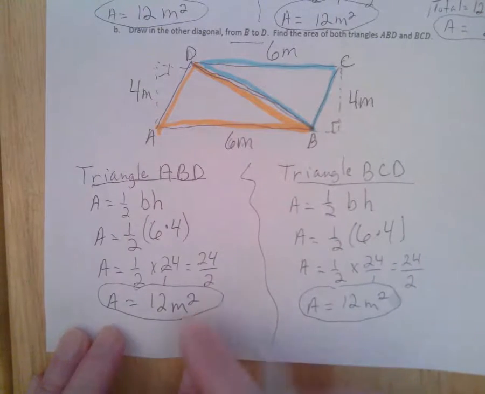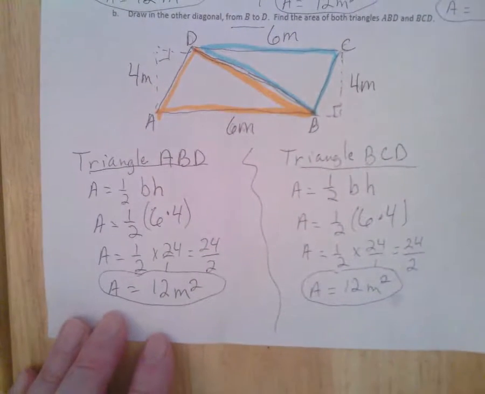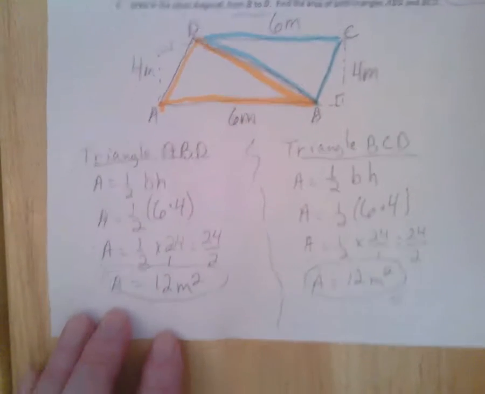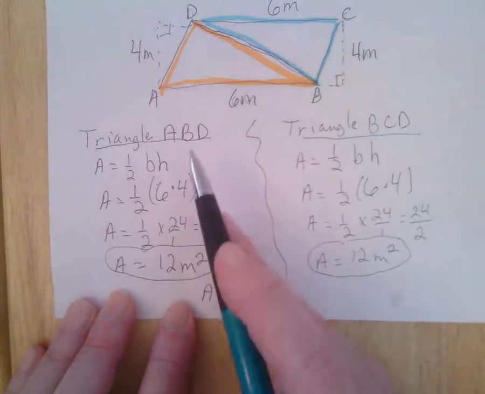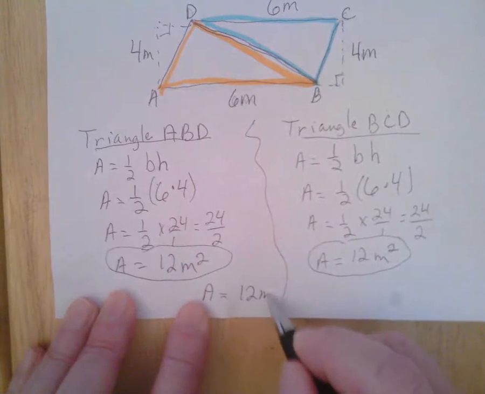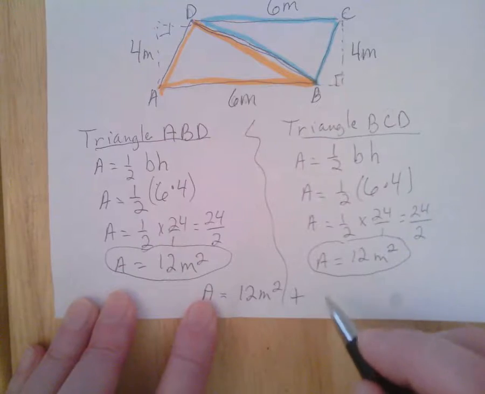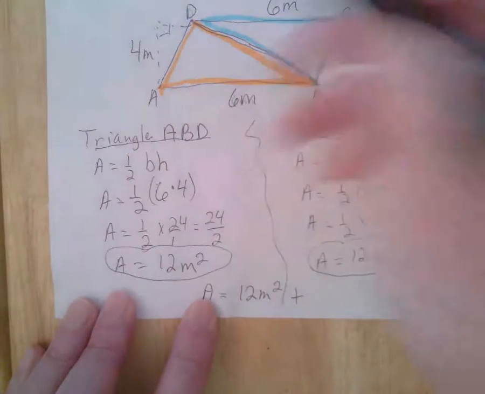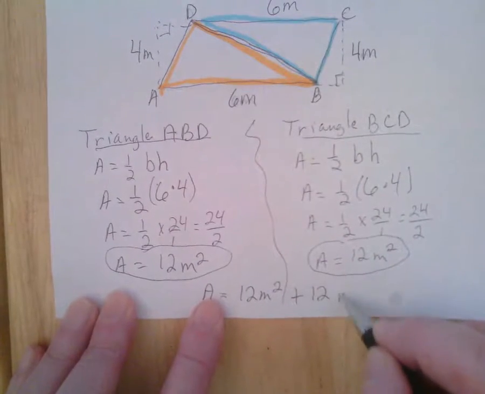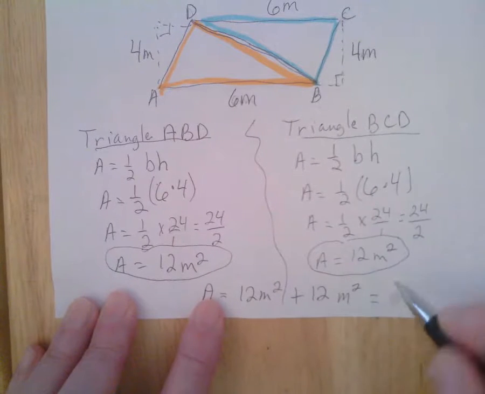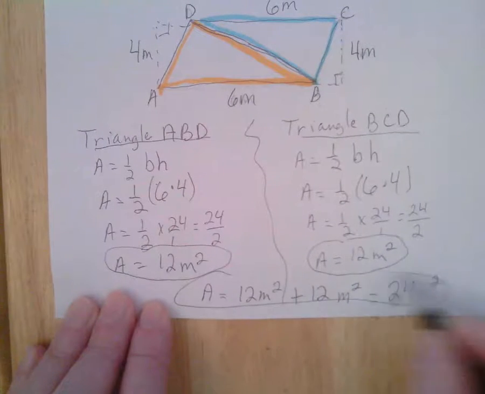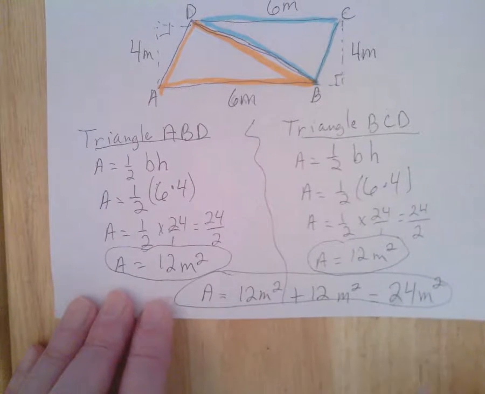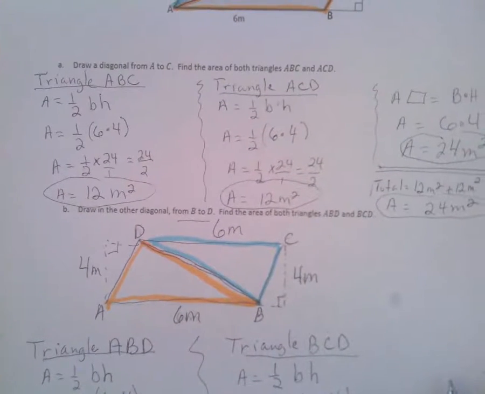And if I go ahead and add these two together, when I add my two areas together, we have area of triangle ABC was 12 meters, plus my area of the second triangle BCD, which was 12 meters squared. That gave us 24 meters squared as my total area, which is the same thing we found in part A, 24 meters squared.